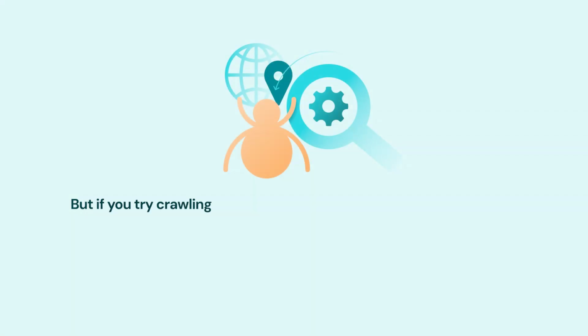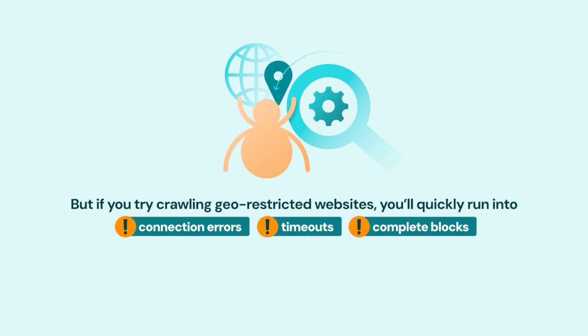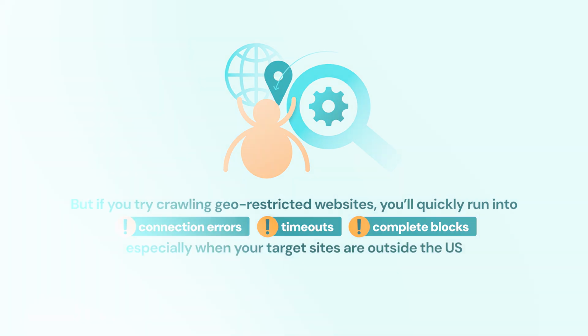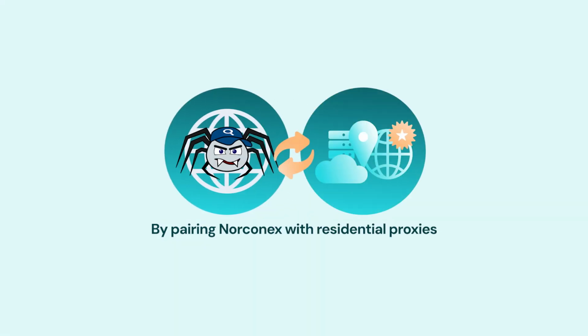But if you try crawling geo-restricted websites, you'll quickly run into connection errors, timeouts, or even complete blocks, especially when your target sites are outside the US. So how do you get around those restrictions and keep your crawls consistent across regions? By pairing Norconex with residential proxies.